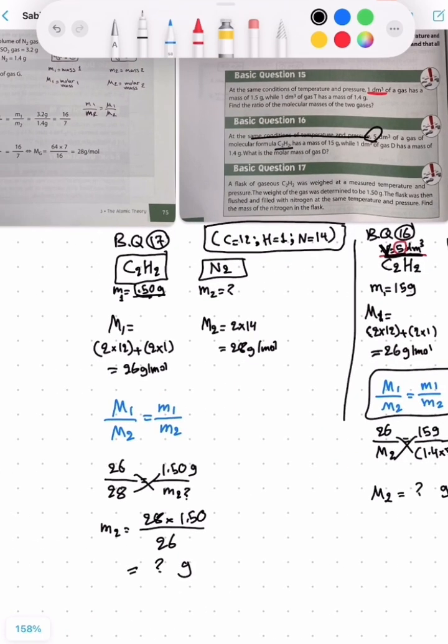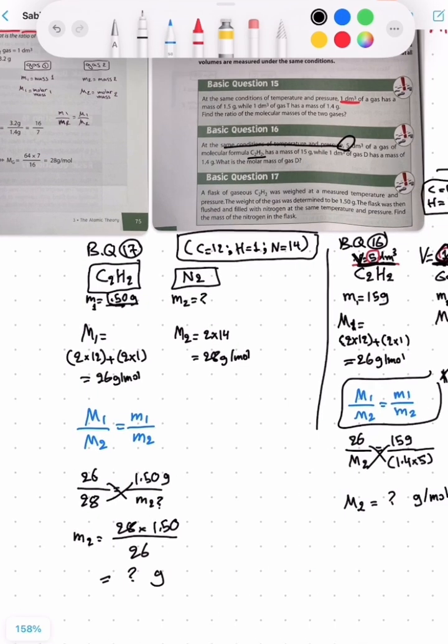The last thing, which is basic question number 17: again, we have C2H2, which was measured at a given temperature and pressure. The mass of the gas was determined to be 1.50 grams. So mass 1 is 1.50. Then we added another gas, which is nitrogen. Nitrogen in nature is N2. It's not N, it's N2, do not forget. The mass is unknown, so find the mass of the nitrogen gas.